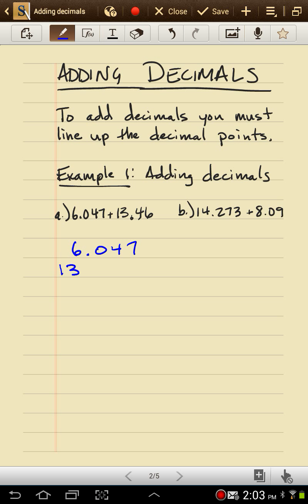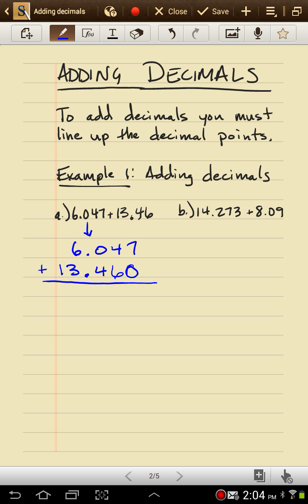And then 13.46. Now you notice that my decimal points are lined up right here. That leaves a blank underneath the 7. That's okay. Remember, after my number I can always write a 0. We're not rounding, so we don't have to worry about that. So I can put a 0 at the end there. Now they're going to line up. I'm adding them, so I'm just going to add them together.